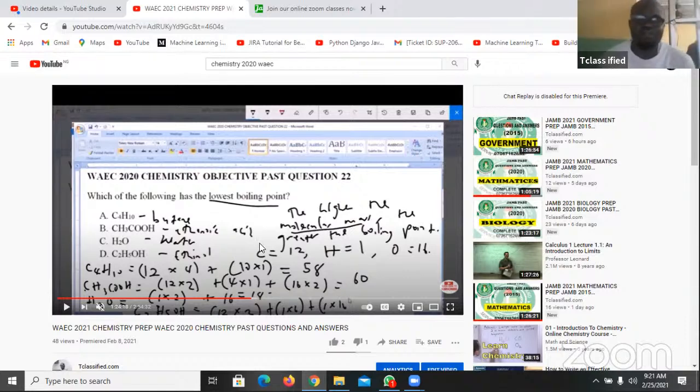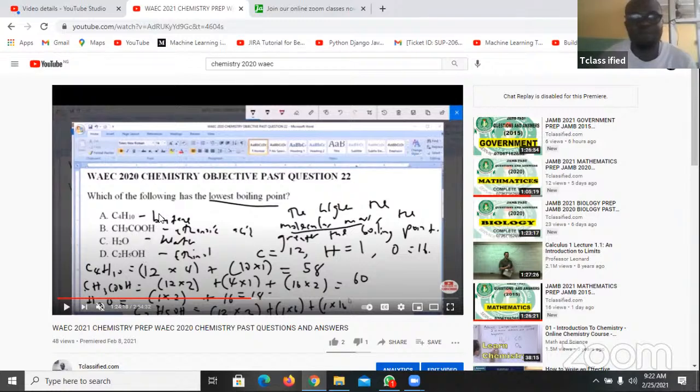Yeah, you need to know the boiling point of the different compounds here. So you now know the one that is least. If they are the same hydrocarbons, like they are all alkanes, then it's most likely that the one with higher molecular mass will have the higher boiling point. But you can see that most of them have different functional groups. So they are totally different.